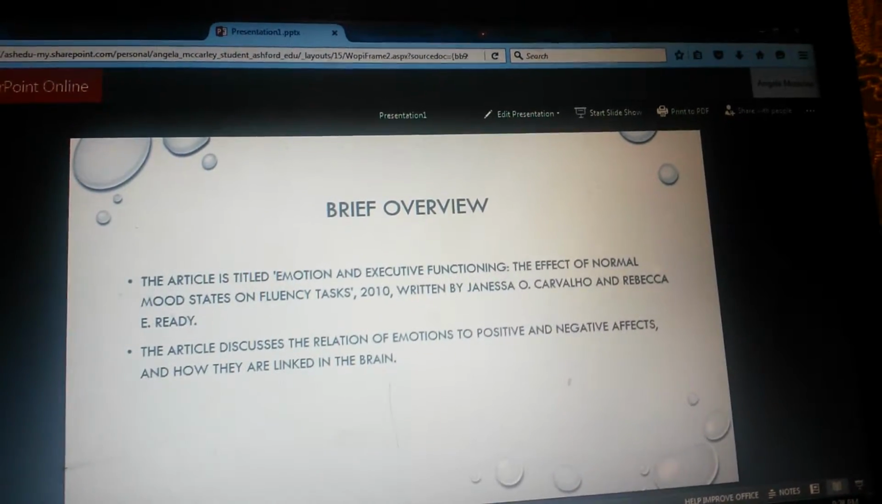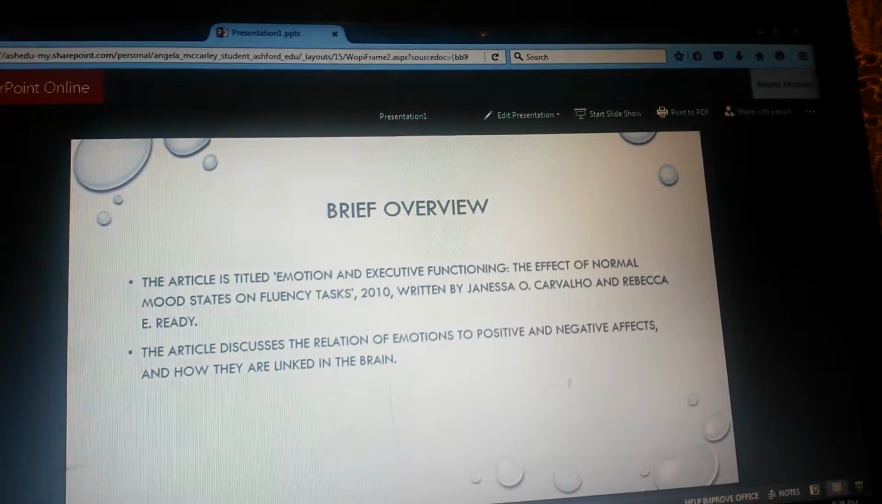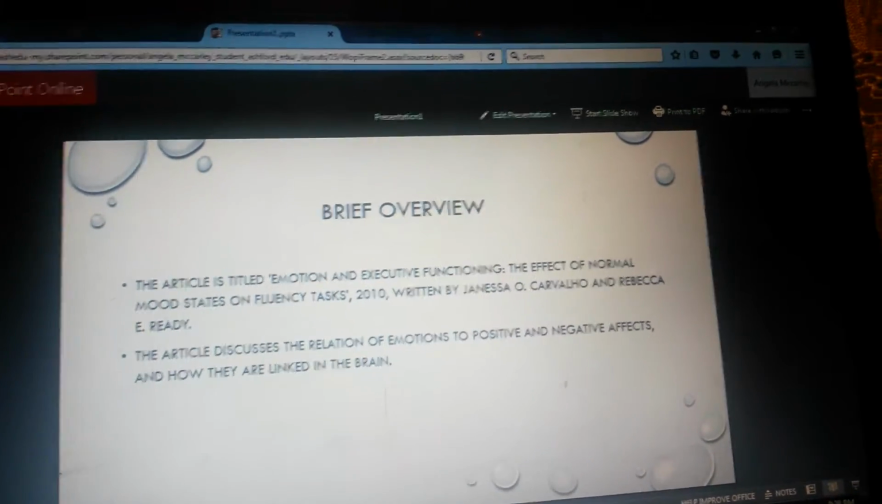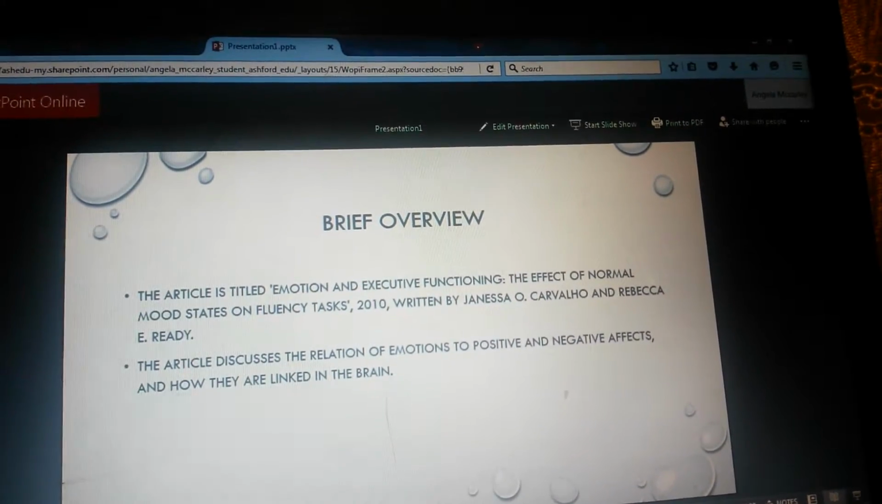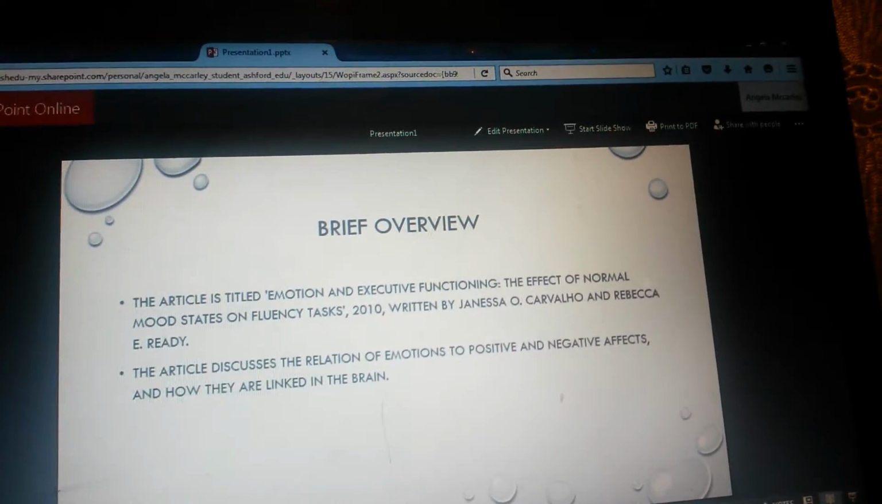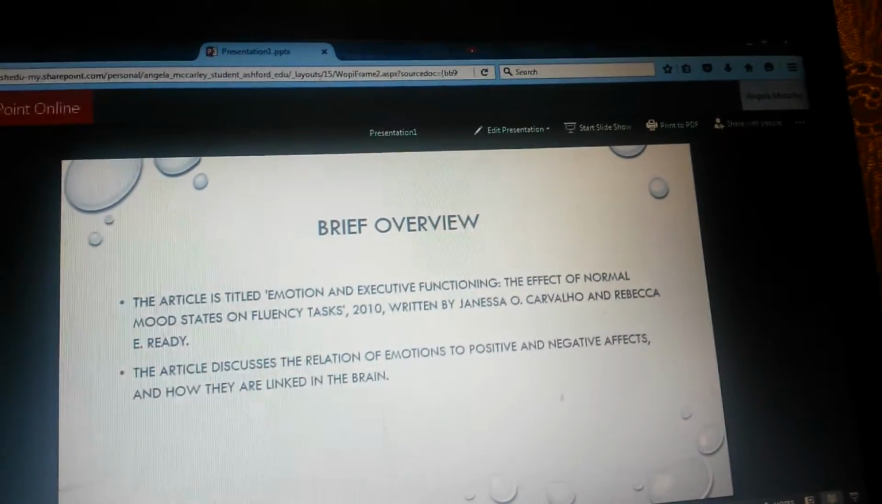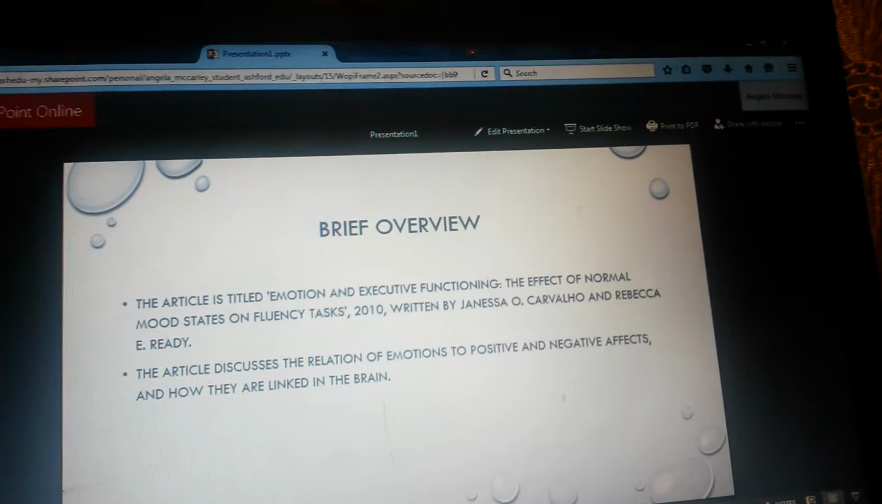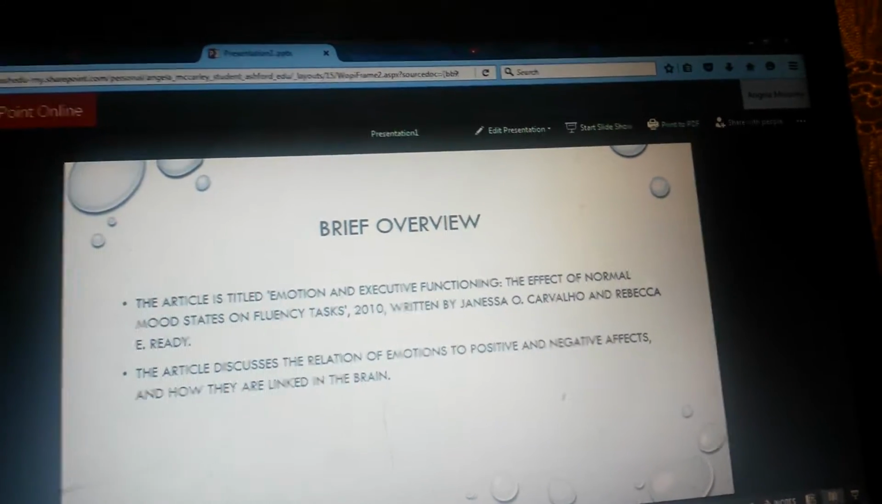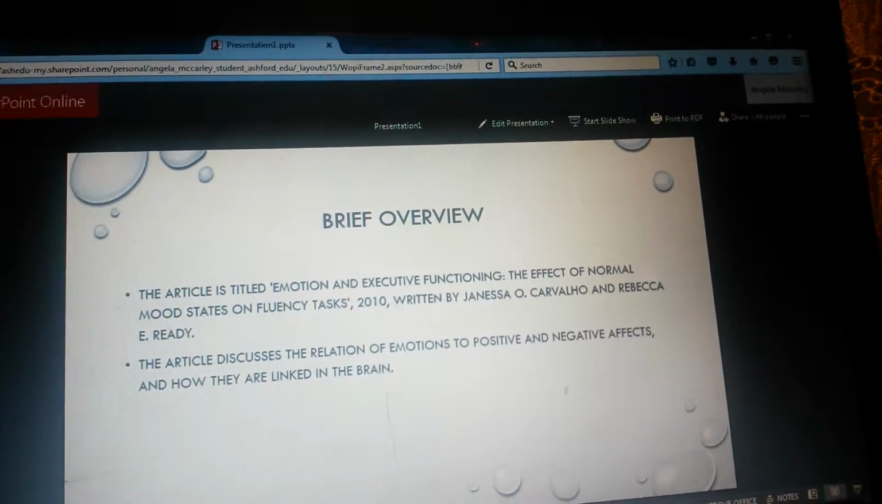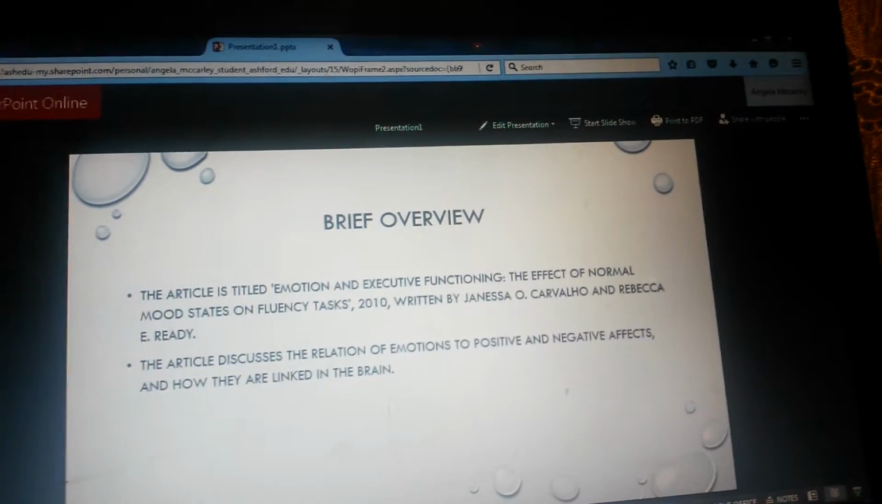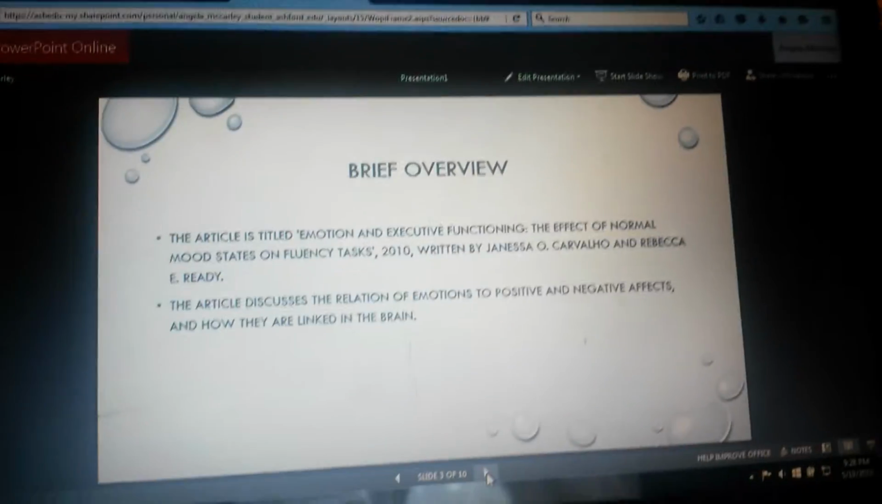Emotions are something that we all experience but often don't think about. This article addresses how emotions are linked to the brain as well as the executive functions. There have been studies in regards to this before, however, this article builds on that. The study in this article investigates the associations between our moods and executive functions.